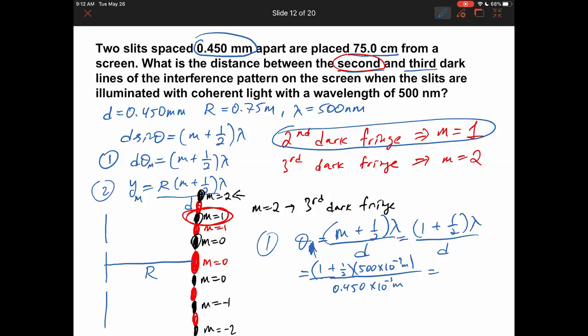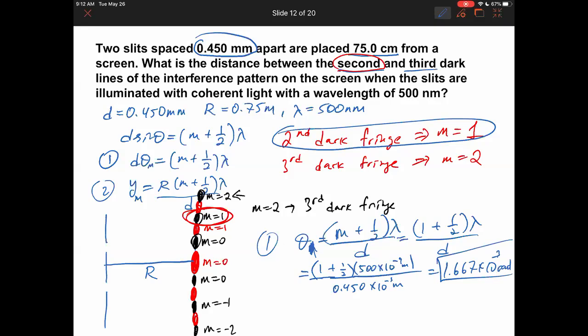If I do this calculation, I will get something in radians: 1.667 times 10 to the negative 3 radians. This will be my answer for that.